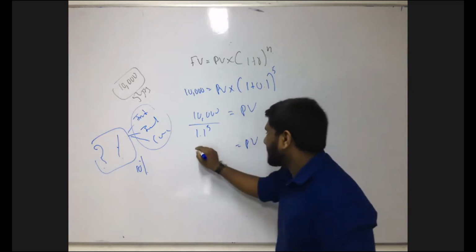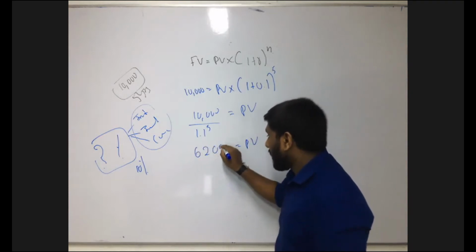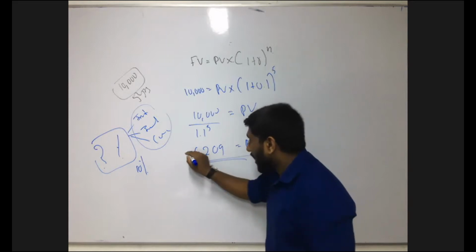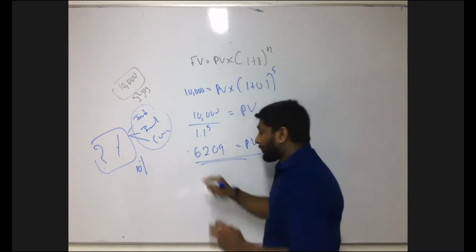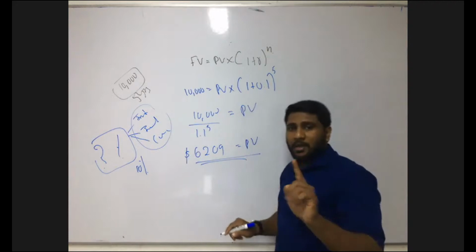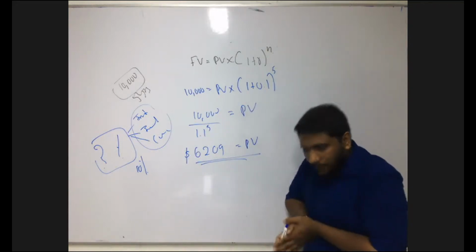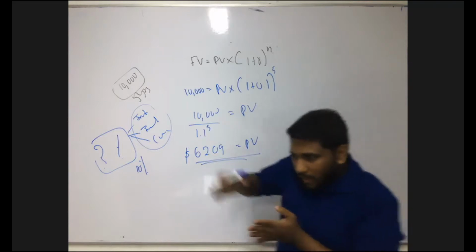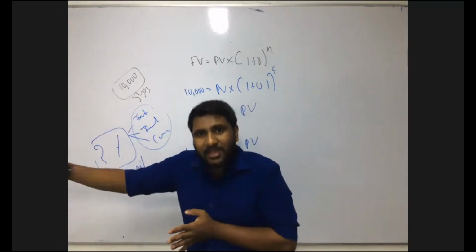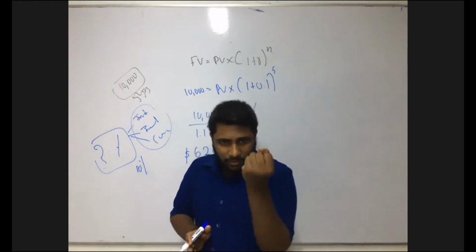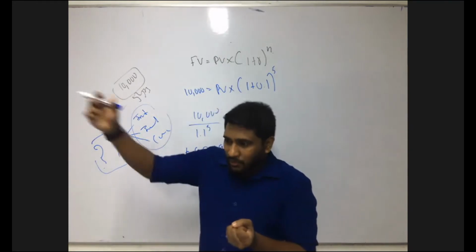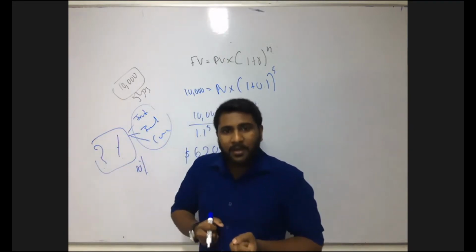6,209. People, you should understand what is the meaning of this 6,209. What is the meaning, guys? Having 6,000 rupees today is equal to having 10,000 in another 5 years time.